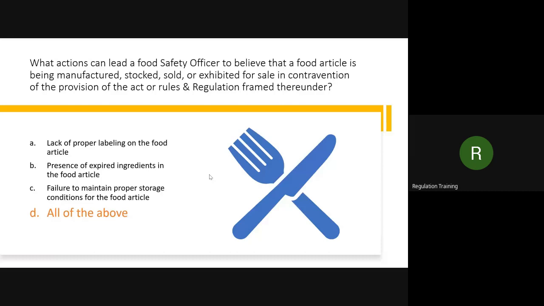Very good. So lack of proper labeling, that is also a deviation. Expired food, also a deviation. So these all are also deviations.